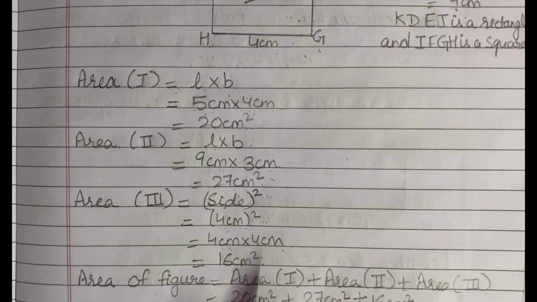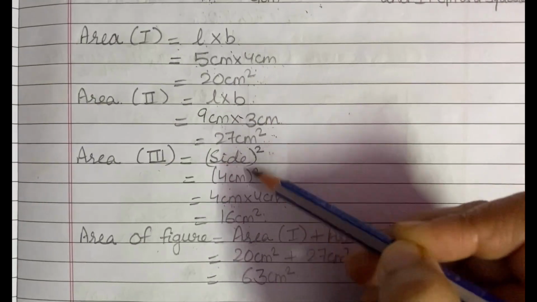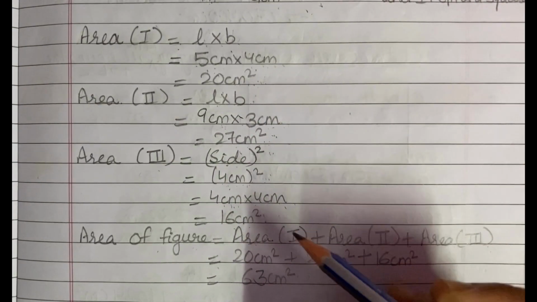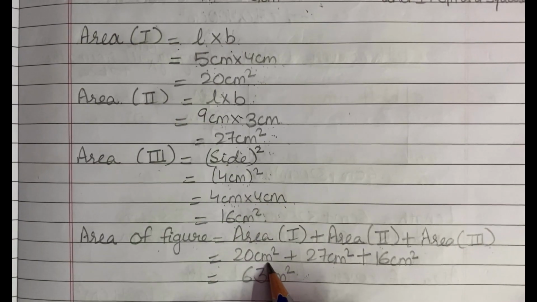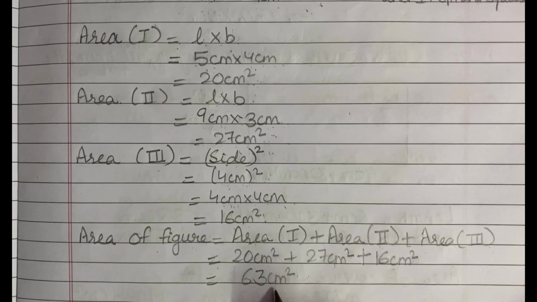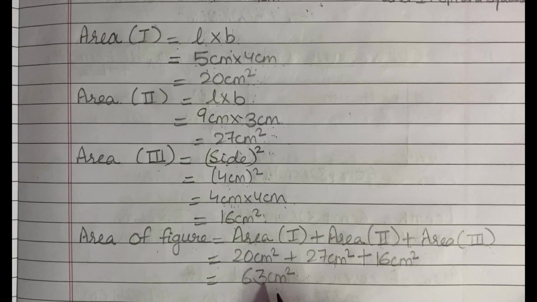Now to find the area of this whole figure, we will add all these three areas: area of first part, area of second part and area of third part. And on adding we will get 20 centimeter square plus 27 centimeter square plus 16 centimeter square is equal to 63 centimeter square. Hopefully it is clear to you.